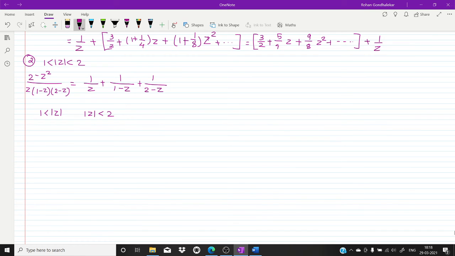Okay. In the first term, there is no need to worry. In the second term, of course, there is need to worry. Why? This is nothing but 1 minus z raised to minus 1. How can I expand this? This can be expanded as 1 plus z plus z square plus and so on. But this is possible when mod z is less than 1. But what you have here, 1 is less than mod z. So first of all, you make it less than 1. How you can make it? Take reciprocal on both sides.